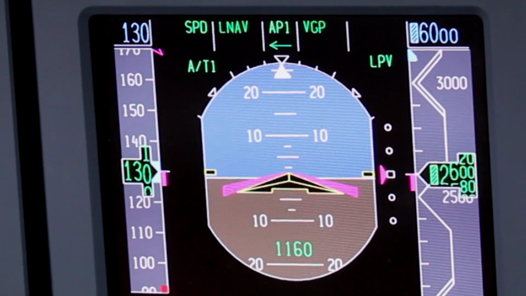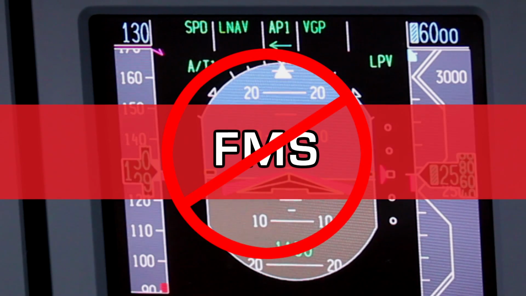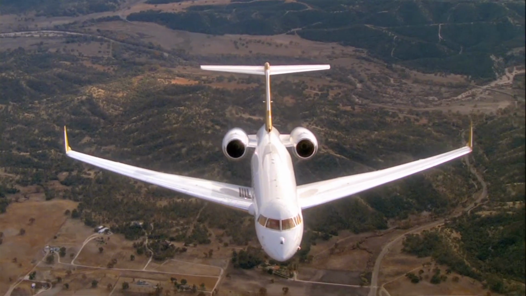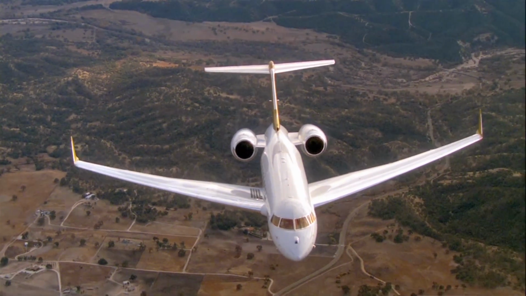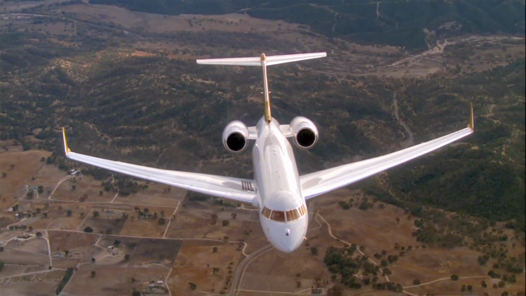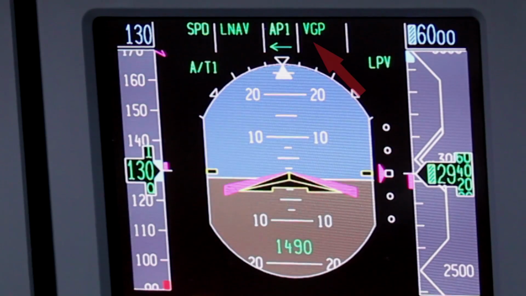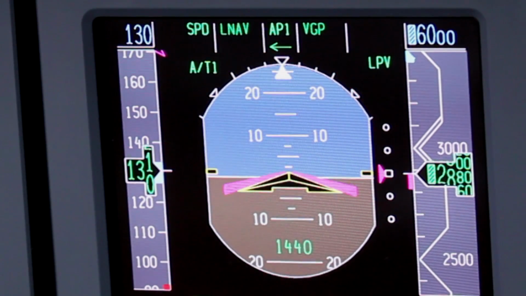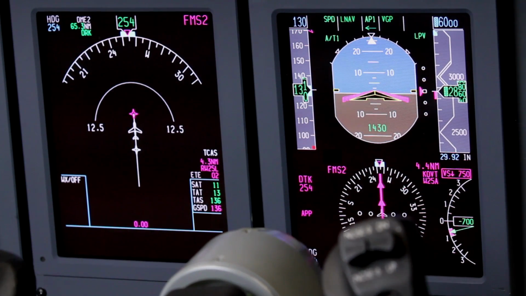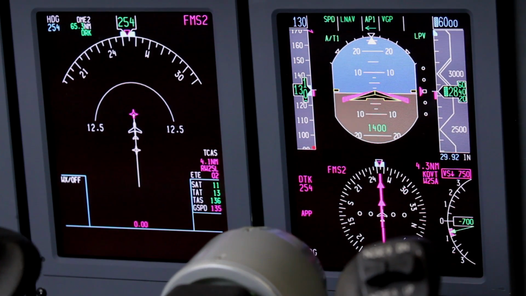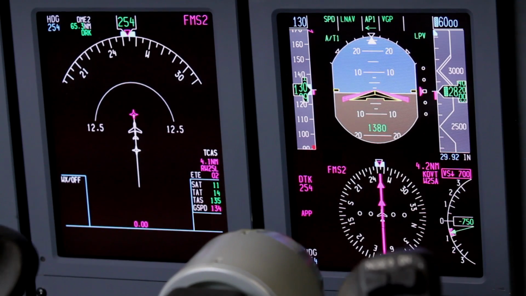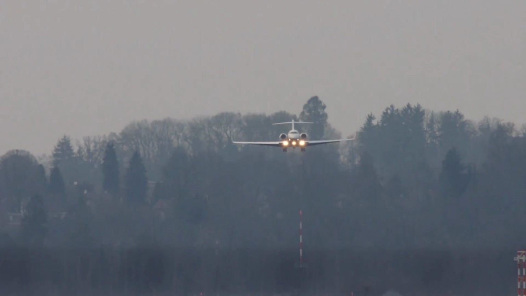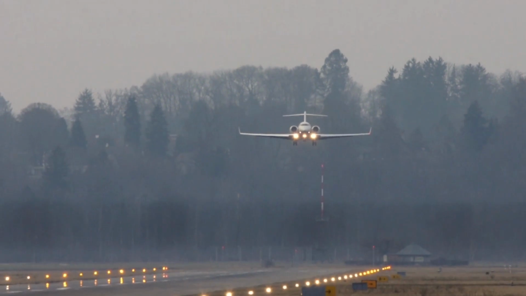When LPV is active, the FMS no longer provides lateral and vertical guidance for the approach. Instead, the lateral and vertical guidance are provided directly by the SBAS-capable GPS. The active vertical mode, however, remains enunciated as VGP. Similar to an ILS, when LPV is active on an approach, course deviations are angular instead of linear, meaning the sensitivity of the deviations is increased as the aircraft approaches the runway.